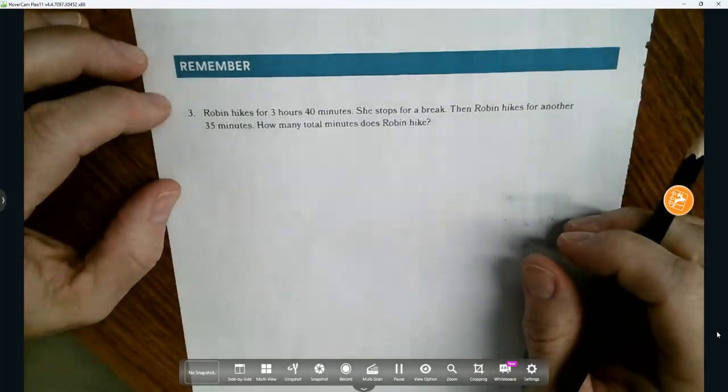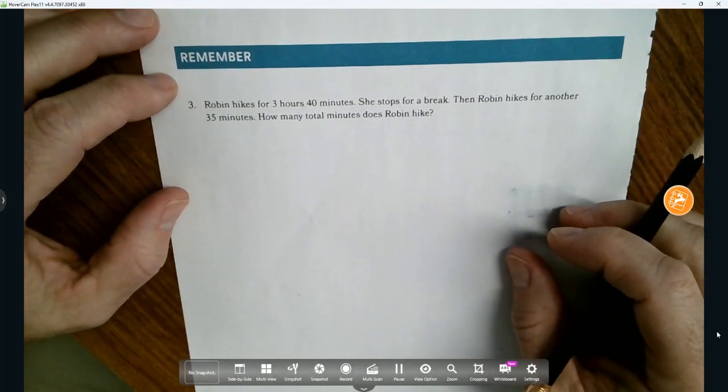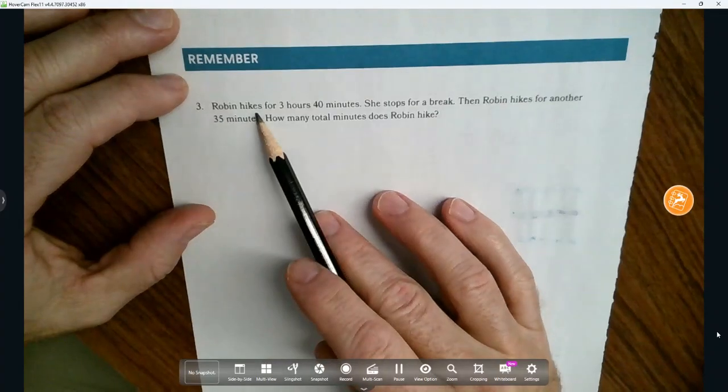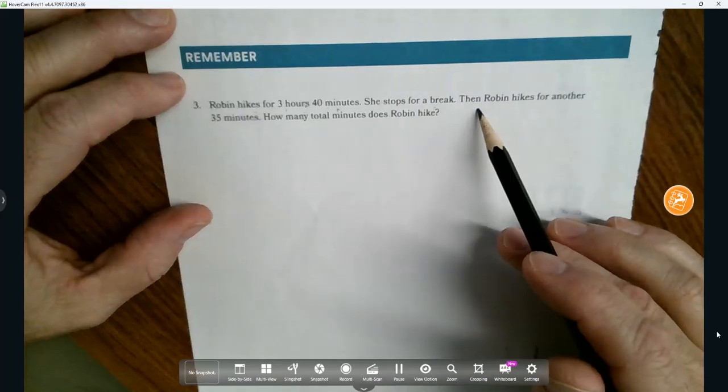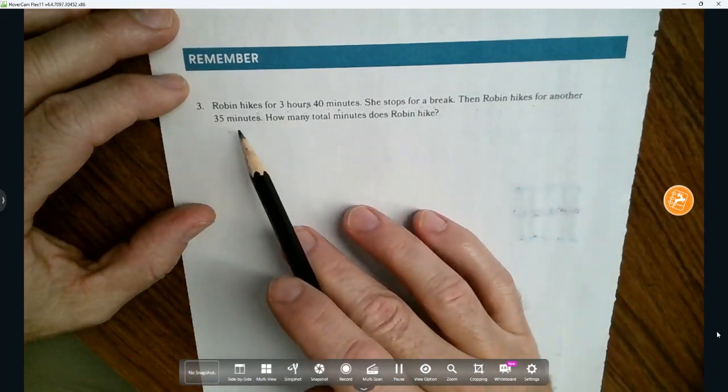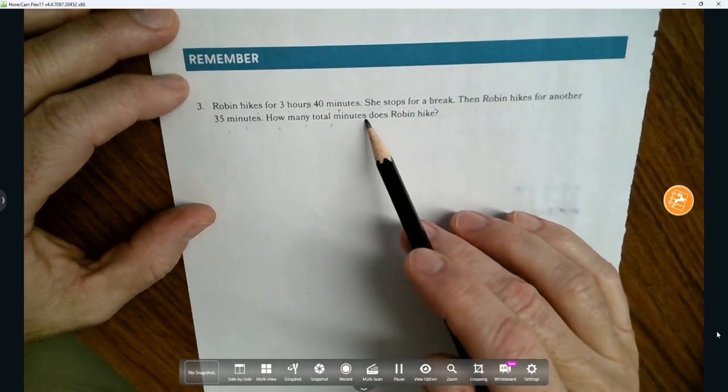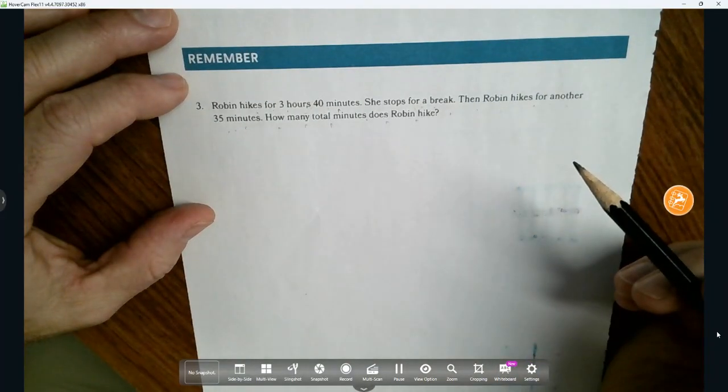Let's look at the back. We got one page on the back today. Or one page, my goodness. One question on the back today. Robin hikes for 3 hours, 40 minutes. She stops for a break. Then Robin hikes for another 35 minutes. How many total minutes does Robin hike?